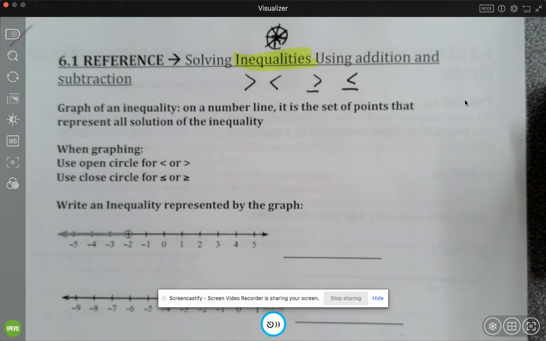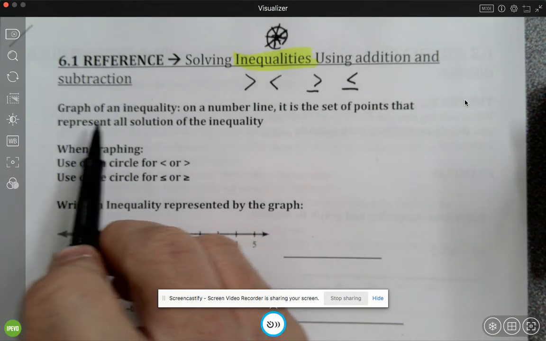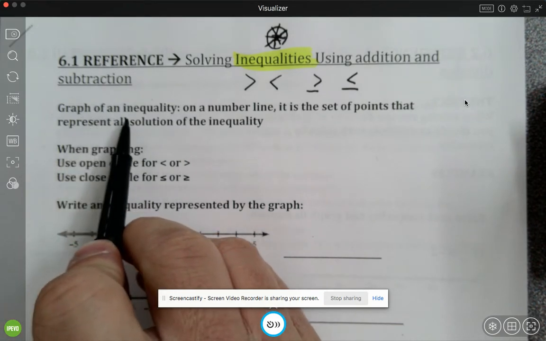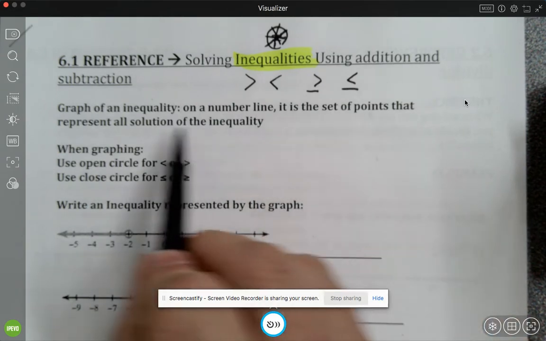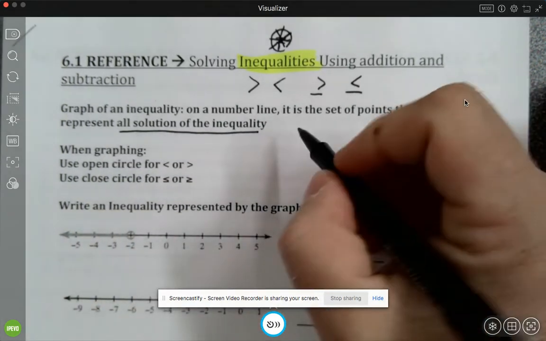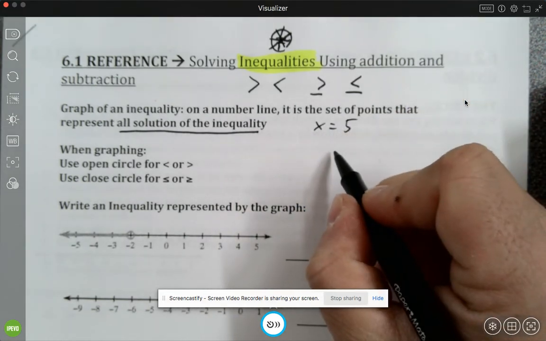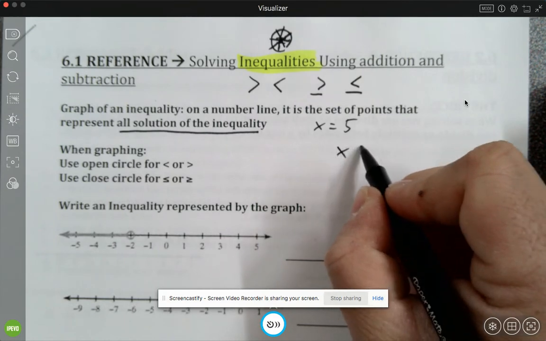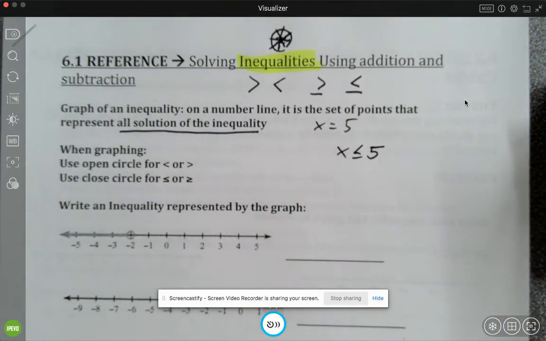So that means when you get your solution at the end, you have to show your solution in a graphical representation. So the graph of an inequality on a number line is a set of points that represent all the solutions of the inequality. So instead of getting an answer like x equals 5, you might have to show that the answer is x is all the numbers less than or equal to 5. So things will look a little different when you get your solution.